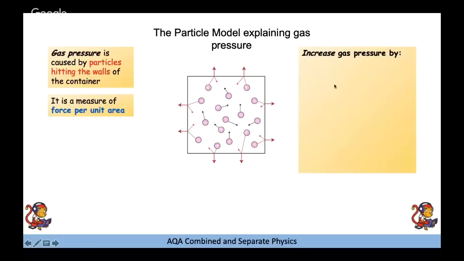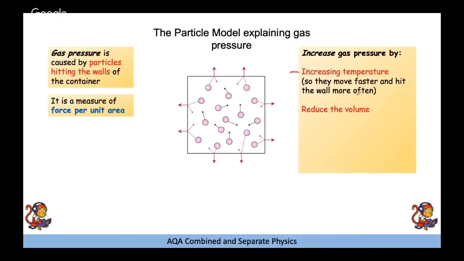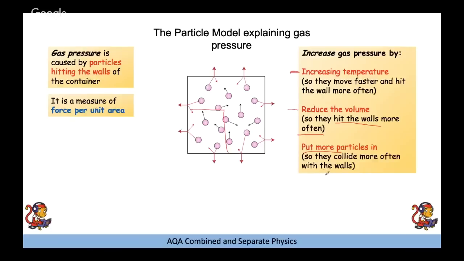If I want to increase the gas pressure, what do I have to do? Well, I'm going to need to increase the temperature. Why? So they move faster and hit the wall more often. Reduce the volume, so I make the box smaller with the same number of particles in it. Why would that increase the pressure? Well, what is the pressure? It's the particles hitting the wall. So it must be because they hit the walls more often per unit area. And I can also put more particles in. Why would that increase the gas pressure? Well, because the particles are hitting the wall more, because there are more of them.